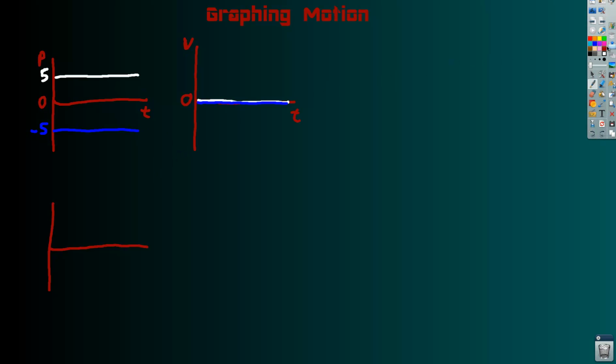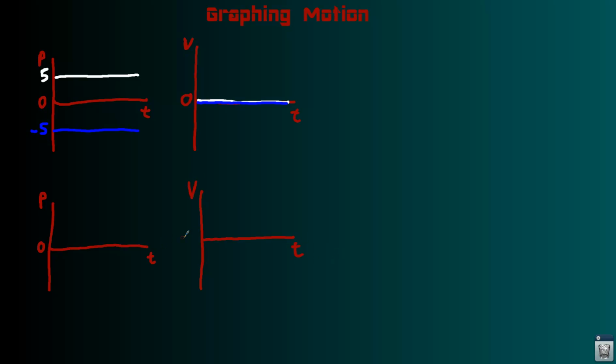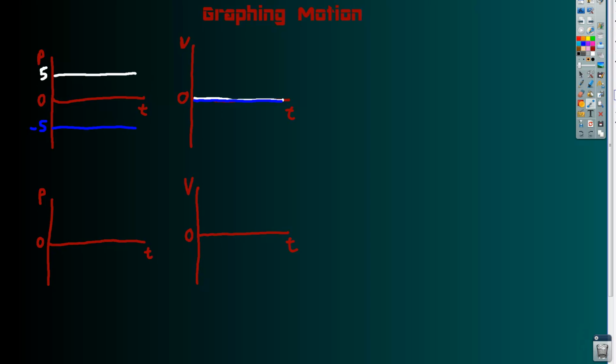All right, let's try a different set of position graphs. Position versus time, and the velocity graph. This is the 0 axis. Let's say now our position is changing. So we start up here. Let me try to make neater lines using this tool, and using this color.